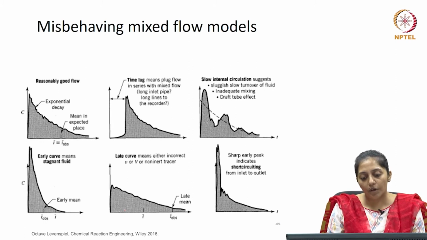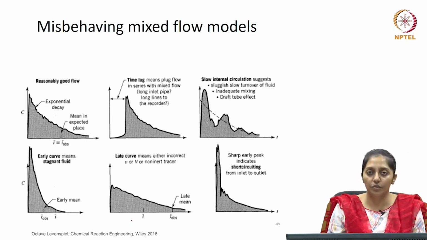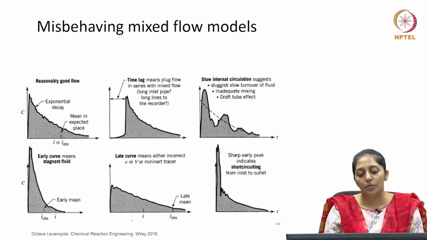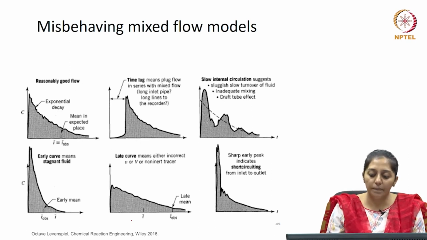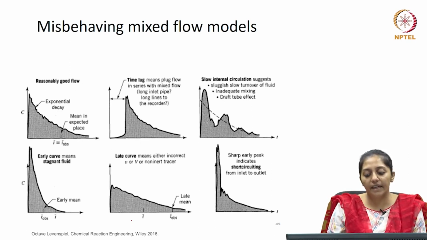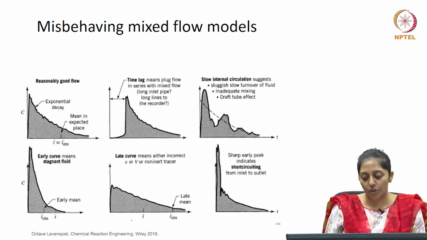Now, on the contrary, if there is a late curve, which means your mean residence time observed is found to be much later than the theoretical residence time, this would indicate either incorrect measurement of the volumetric flow rate or the volume of the reactor, or the tracer is not inert. Now, a very sharp early peak might indicate short circuiting from inlet to the outlet, and then suddenly it dies down. So, this can be the result of short circuiting.